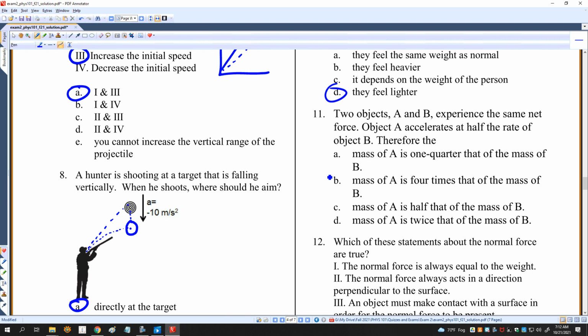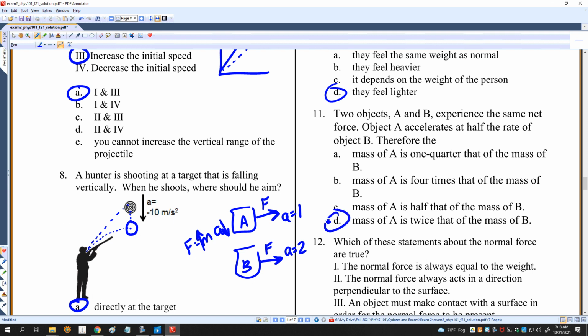Two objects A and B experience the same net force. Object A accelerates at half the rate of object B. So here's object A, here's object B. They experience the same force, but the acceleration of A is half that of B. So let's say this acceleration is 2 and this is 1. Then since I know that F equals ma, object A has a smaller acceleration, so object A must have a bigger mass, and it'll have a mass that is twice that of object B.